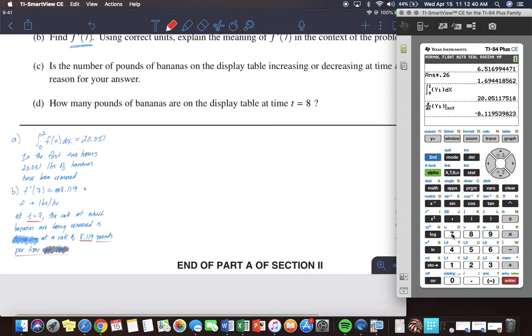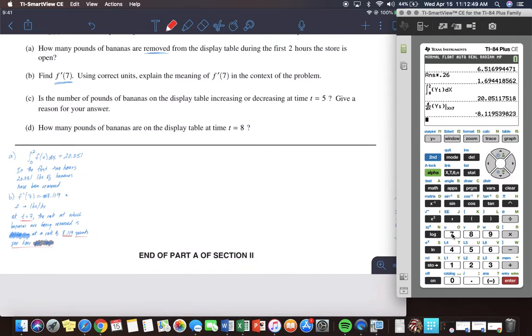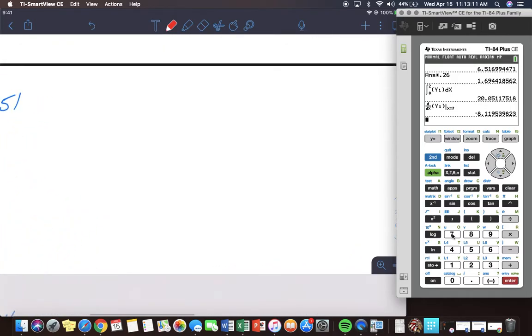Part C: is the number of pounds of bananas on the display table increasing or decreasing at t equals 5? Give a reason for your answer. On part C, you can look at it a couple different ways. I like to look at it from an integral perspective because I think it makes a little more sense, but we can talk about different ways to look at this problem.